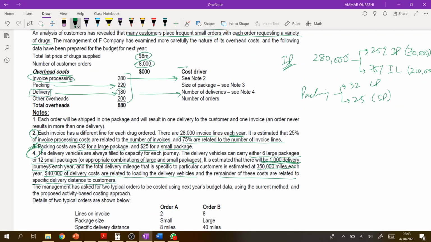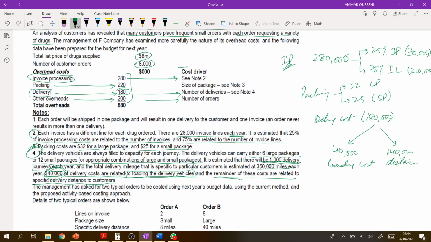That means the delivery cost is 1,80,000. The examiner is saying that 40,000 of the delivery costs are related to loading the delivery vehicles. This is the loading cost. So out of this, 40,000 is related to loading cost, and the remaining, I guess, 1,40,000, is related to the specific delivery distance to the customer. So this is related to the traveling part, the transportation part, the distance traveled for the customer. Then other overhead is 200. Its cost driver is the number of orders.